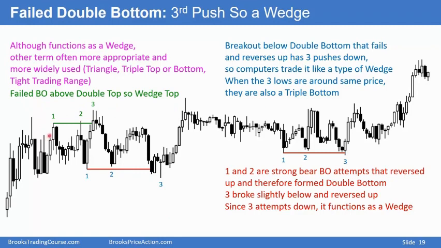Here, double top. And a bull breakout that reversed down is 3 pushes up, 1, 2, 3, and all 3 are reversing. The market's deciding that up is not the right direction. It has to probe lower. It's a type of wedge. However, I usually refer to this as a failed breakout above a double top.